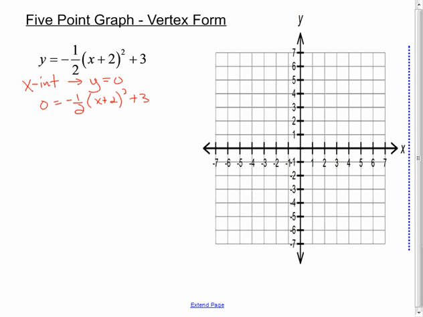Okay, so in doing that, I'm going to subtract 3 from both sides, and that's going to give me -3 equals -1/2 times the quantity x plus 2 squared. And then I'm going to undo the multiplication by -1/2 by multiplying both sides by -2, giving me 6 equals the quantity of x plus 2 squared.